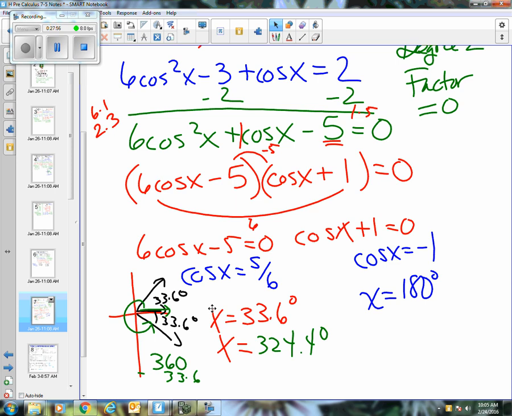So factoring is a great way to solve, but we can't factor unless we have all the same function and the same angle. So trig substitutions are going to play a big part of our simplifying before we can solve. All right, so that's kind of our part 1. We'll do more examples in part 2.